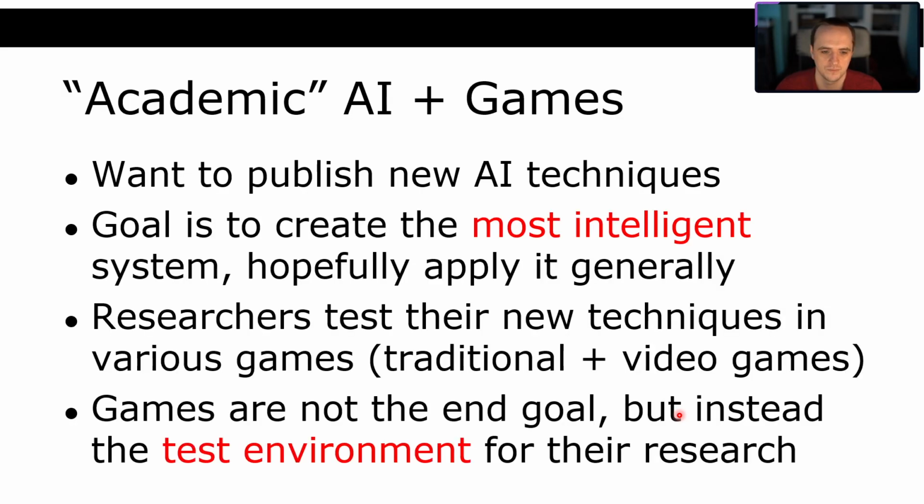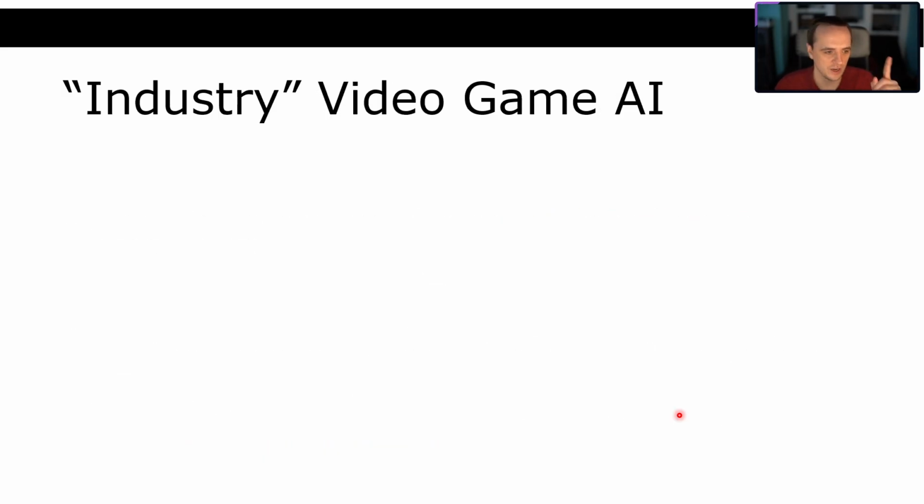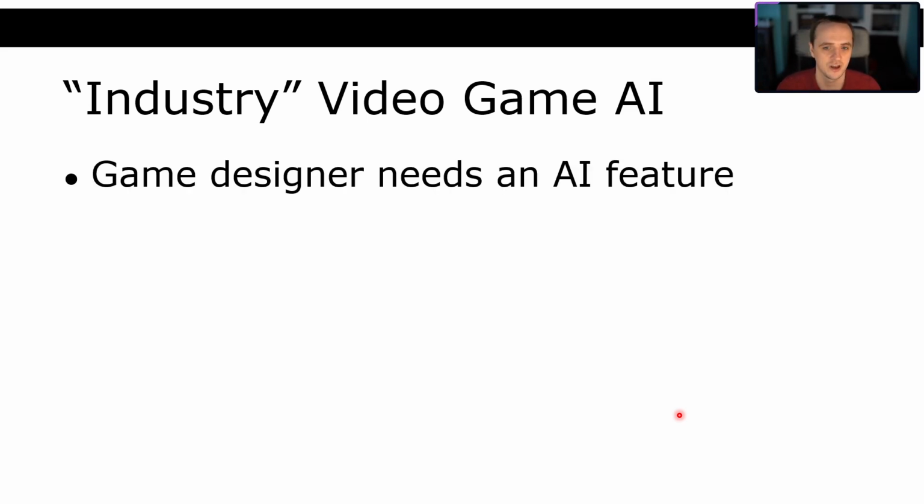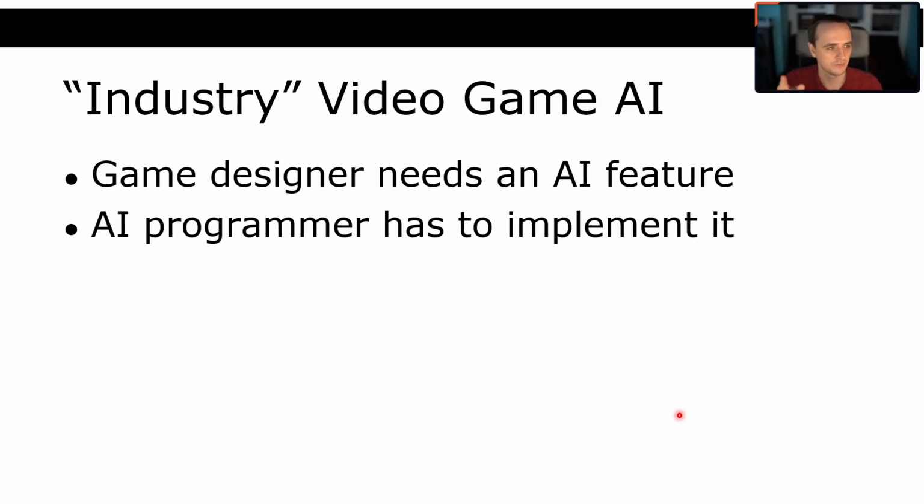I already said that. Okay, so industry video game AI. Here's what industry game AI is. When I say artificial intelligence, we're talking about academic artificial intelligence. When I talk about game AI, we're talking about industry video game AI. Here's what video game industry AI is. The game designer needs an AI feature in the game. Like, this character has to be able to walk over here without hitting anything. And you have to implement it.